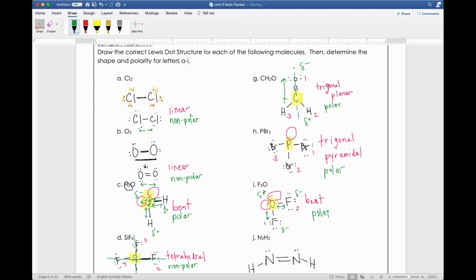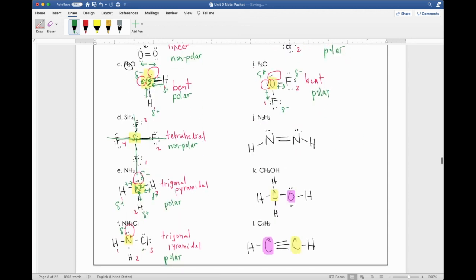This one I'd have to look up electronegativity values. I'm not 100% sure who's more electronegative. I would guess phosphorus, but I'm not 100% on that. So I'm just going to leave partials out of that one. This guy's going to be polar. You got some lone pairs there. Guess what? This guy's also polar. You have some lone pairs there. This guy, totally symmetrical. Symmetrical that way, symmetrical that way. Non-polar molecule.